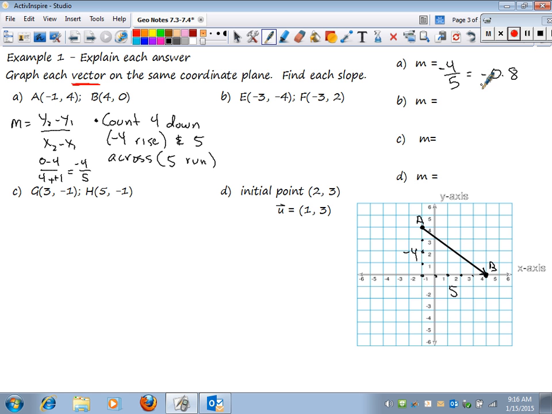All right, letter B. Let's graph this one. E is negative 3, negative 4. Negative 3, negative 4. That's letter E. And then F is negative 3, 2.